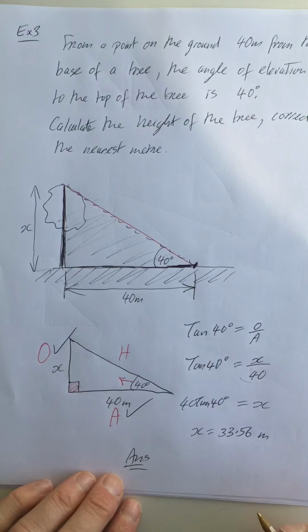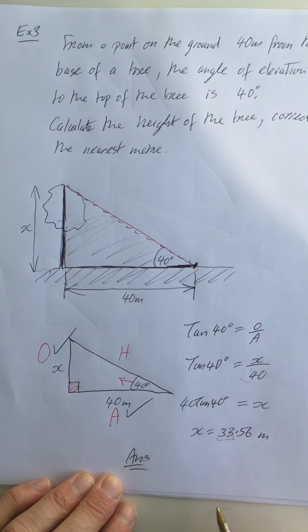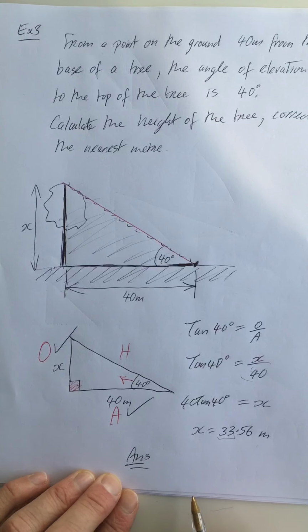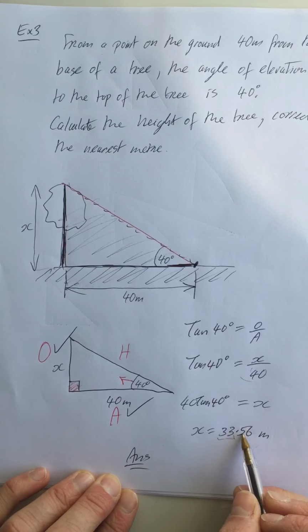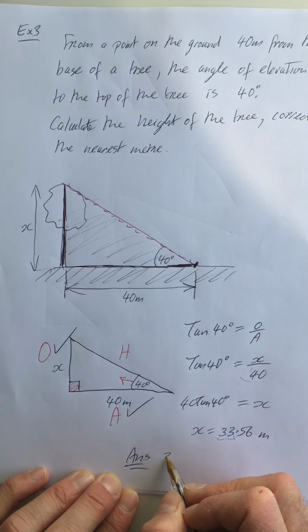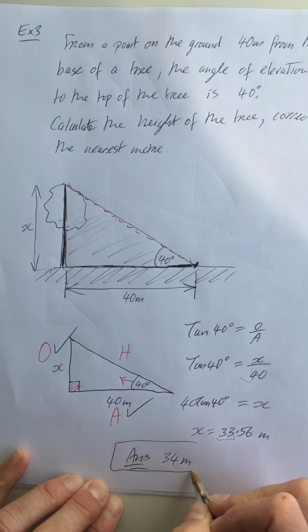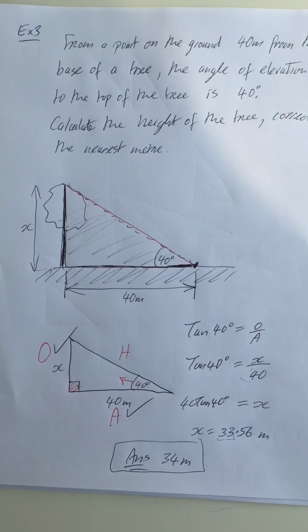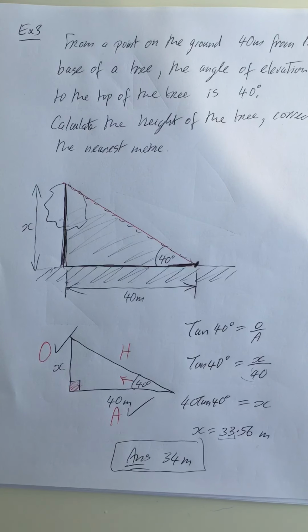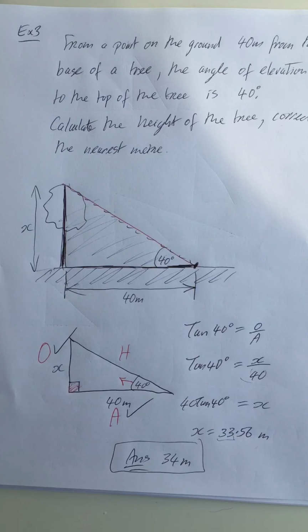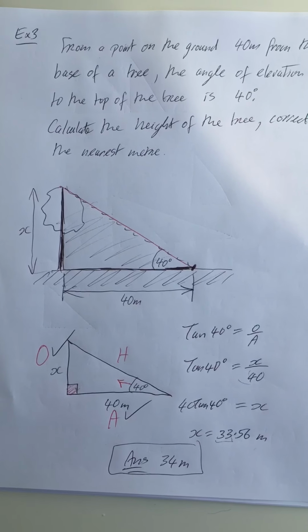Now, my answer is the height of the tree. They want it to the nearest meter. So the nearest meter means, is it 33 meters or is it closer to 34 meters? Well, look, it's 0.56, so it's closer to 34 meters. So this tree, from our measurements, would be 34 meters high. There are questions similar to this in your books.